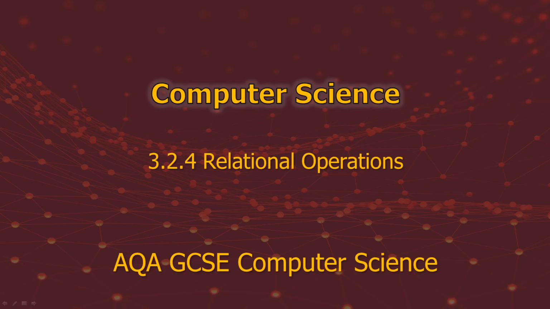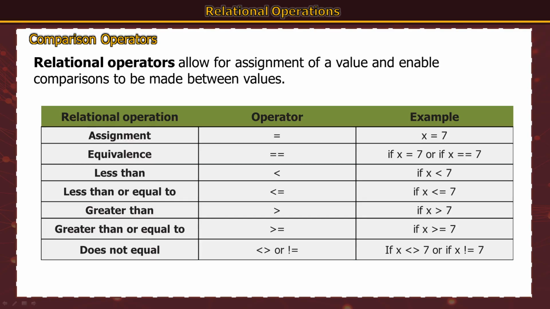In this video, we're going to be looking at relational operators and seeing how to use them when programming for AQA's GCSE in computer science. Relational operators allow for the assignment of value and for comparisons to be made. They are used in conditional tests, such as if statements and loops. They are sometimes called comparison operators.